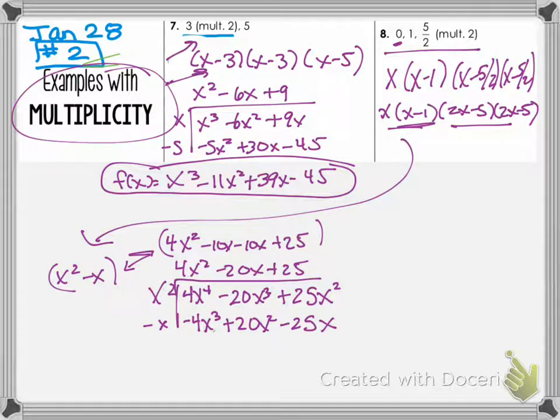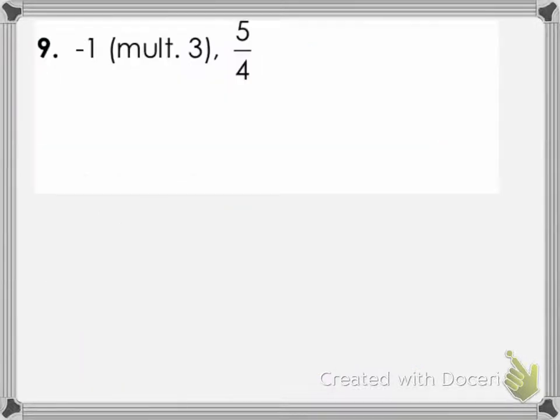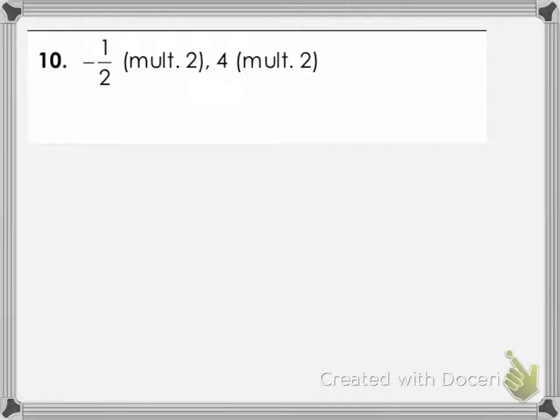So, getting these combined, it would be 4x to the 4th minus 24x cubed plus 45x squared minus 25x. So yay, that's f of x. So not hard to do the multiplicity. Let's see. I don't think we need to do that one. That one's going to be just like the other one.